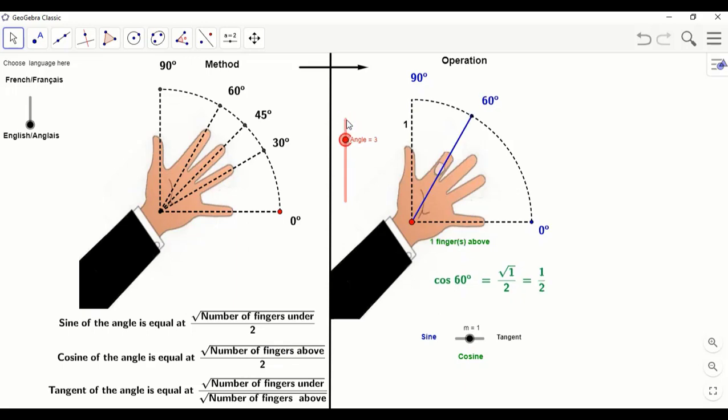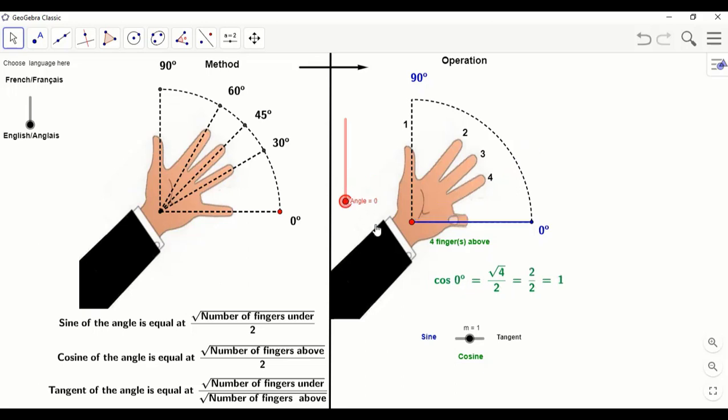So if you come down to 60 degrees, there is 1 finger above, which is this one, divided by 2. Find the square root of 1 divided by 2. You can see the result. If you do the same for 45 degrees, square root 2 over 2. If you do the same thing for cos 30, there are 3 fingers above, 1, 2, 3. Find the square root. Don't forget this is the formula we are using now for cosine. Then divided by 2. So 3 fingers above, find the square root, divided by 2. So that is cosine 30 degrees.